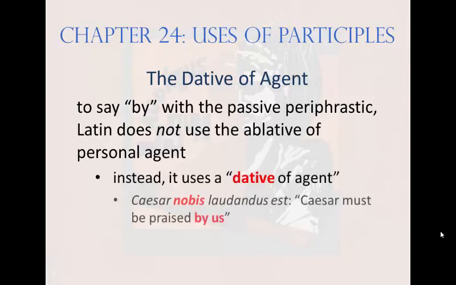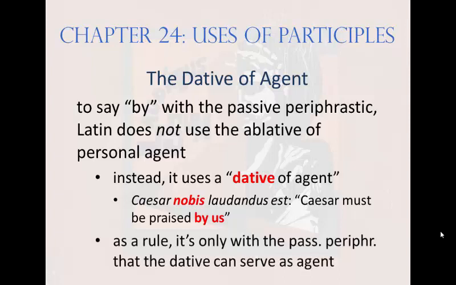For example, Caesar nobis laudandus est. Caesar must be praised by us. As a rule, the dative expresses agent only with passive periphrastics, although later classical Roman authors extended the practice to all passive forms, just to be cute, I guess, and to make our lives more difficult. You can ignore that sad fact of history for now. In this class, the dative of agent will occur only with a passive periphrastic.